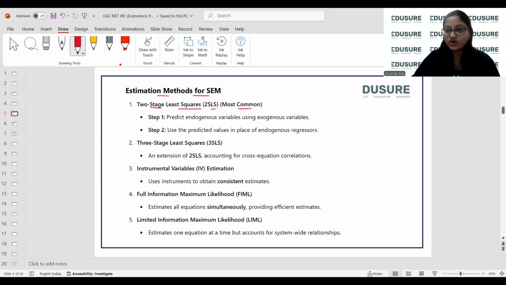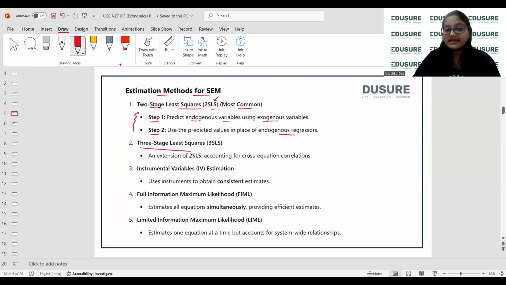Instead of using OLS, ordinary least square, you will use two-stage least square, where in step one you predict the endogenous variables using exogenous variables, and in step two you use the predicted values in place of the endogenous variables. It needs a separate class to explain the process, which is absolutely not essential for your exam. In your exam, the essential thing is to understand which methods are important. Only the names are important, not the method, because they will give you MCQ questions. So they will not ask you the method, but the names are important.